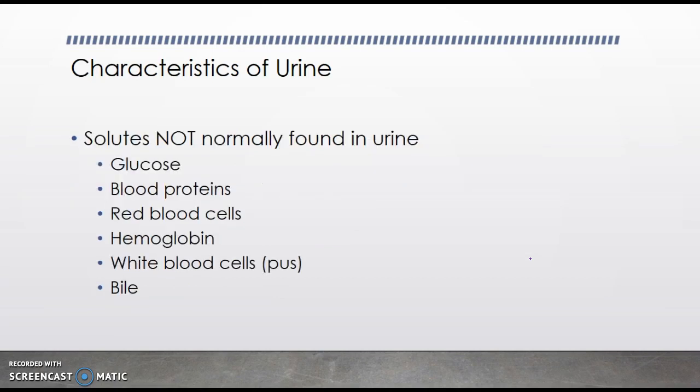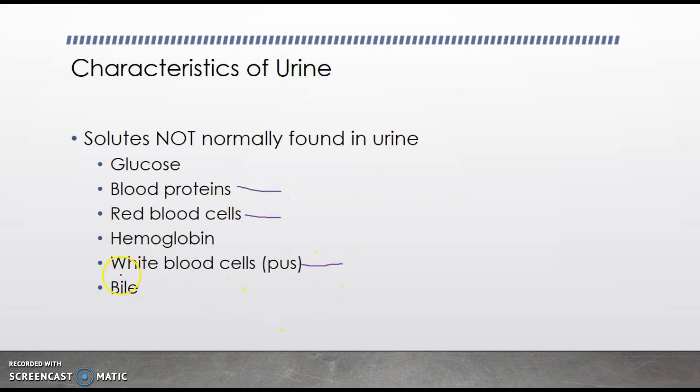So when they test your urine, they should not find glucose, blood proteins, red blood cells, hemoglobin, white blood cells, or bile. If you have or suspect you have a UTI, a urinary tract infection, they will make you go in and pee in that little cup. What they're testing for is to see what's in your urine that basically shouldn't be. So when you have a UTI, the things they look for are red blood cells, blood protein, and white blood cells.